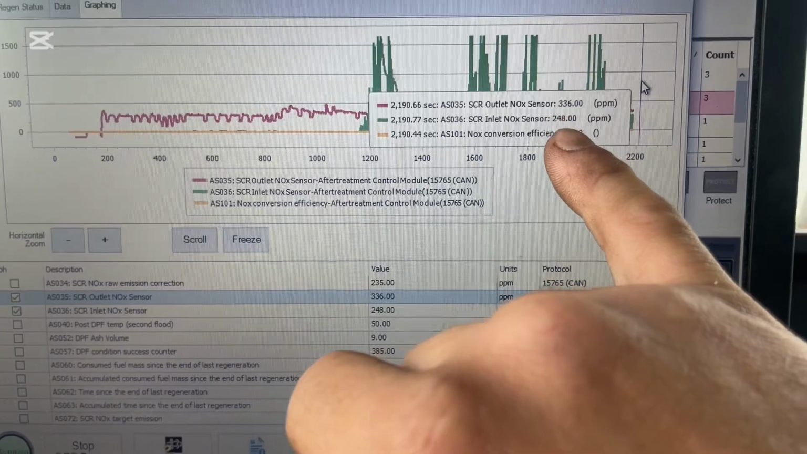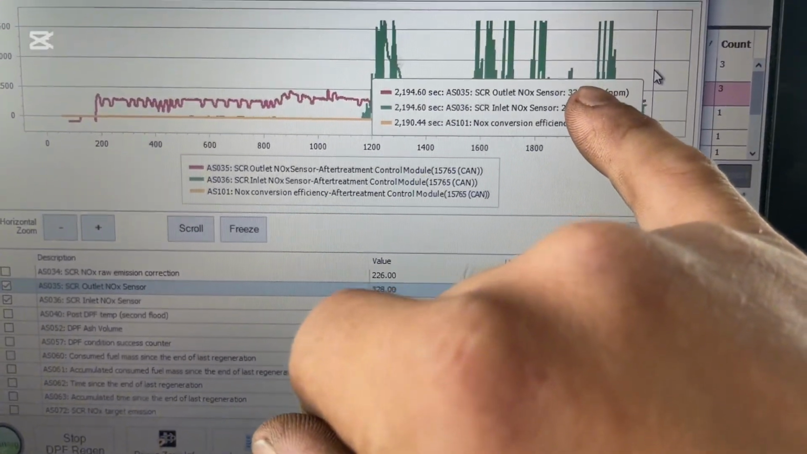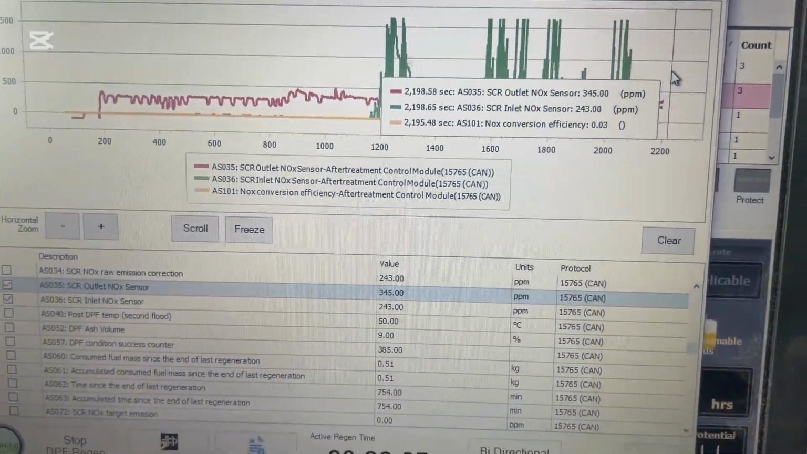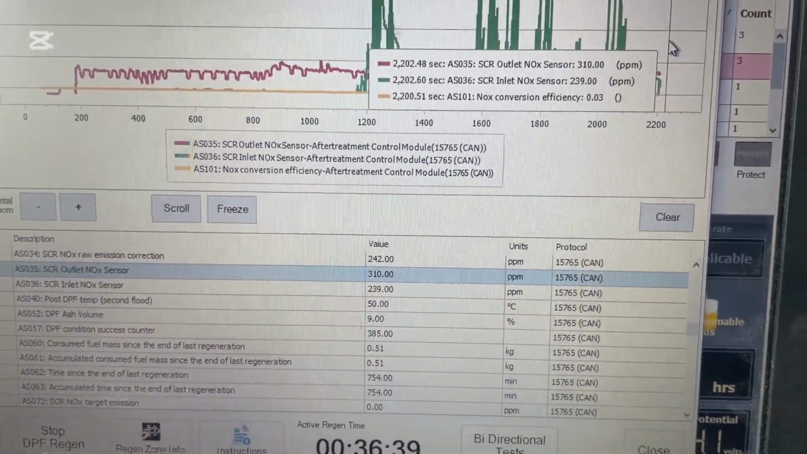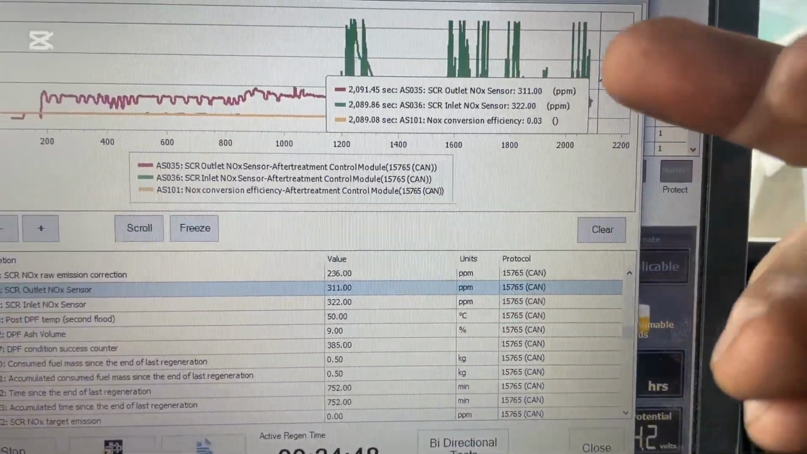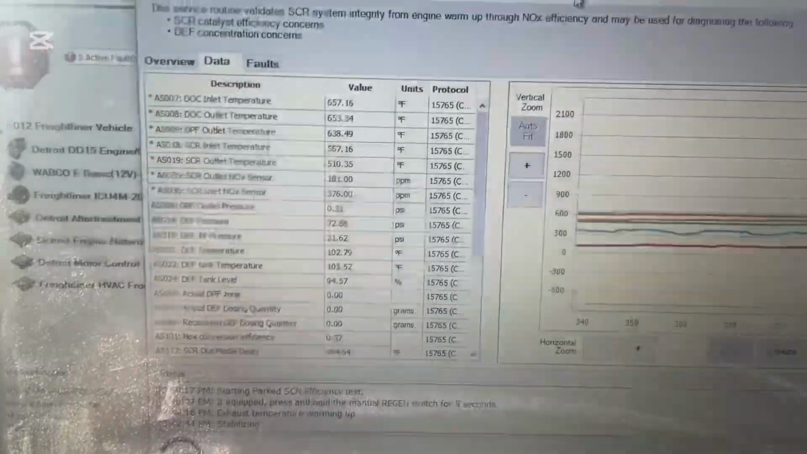We need to see a higher number on the inlet than we do on the outlet. And the fact that we're backwards here, this is exactly what the problem is. This is why the ECM is throwing that fault, saying, hey, check me out, there's something wrong with me. This means that we're looking for another inlet NOx sensor.